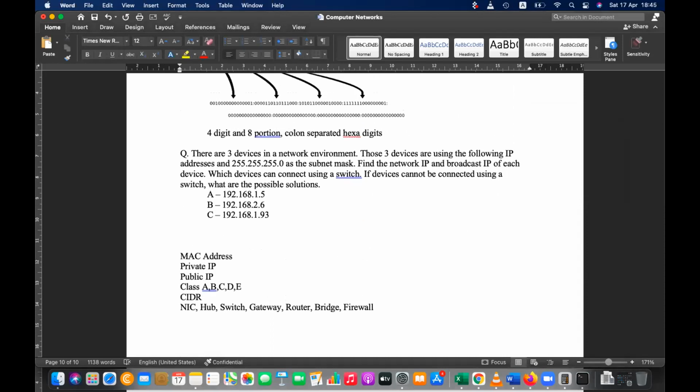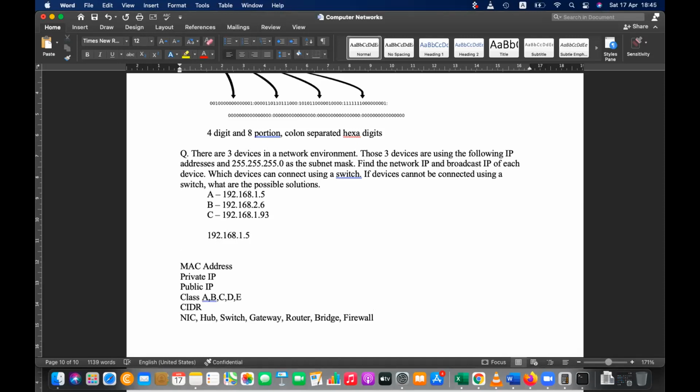What you have to do is write 192.168.1.5 in the binary format. 192 is 1 1, then 128 plus 64. 128 plus 64 is 192. So 192 is 1 1 0 0 0 0 0 0.